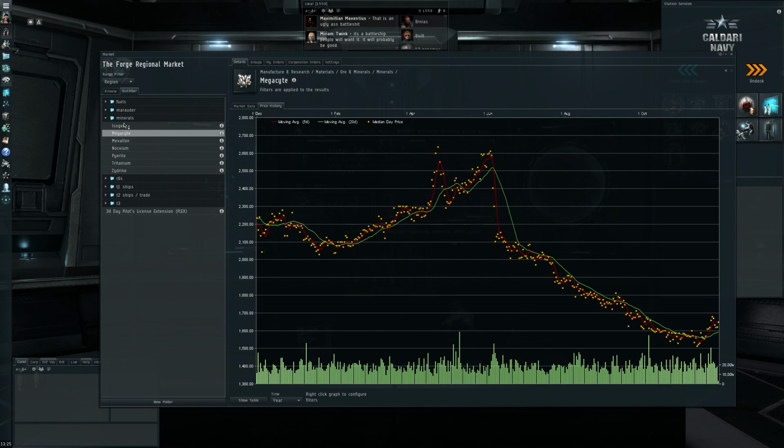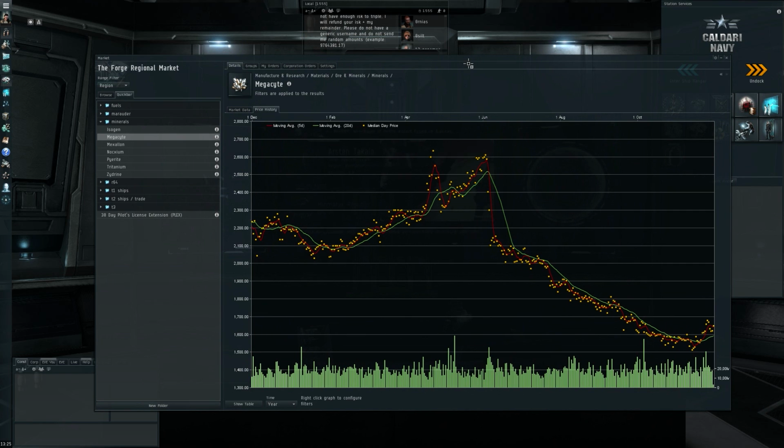And the one that is sticking out here is Megasite, which I do think is going to continue to go up a little bit. Anyways, that's it. The first part of EVE Talk, which is all about the minerals. I'm going to see how I can handle the rest of the information that I want to cover.